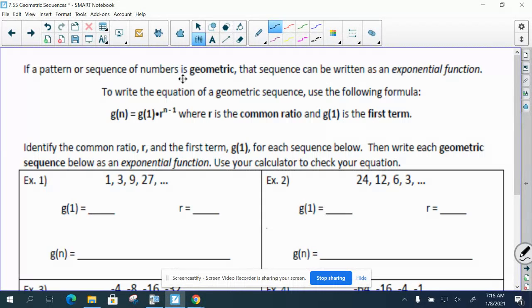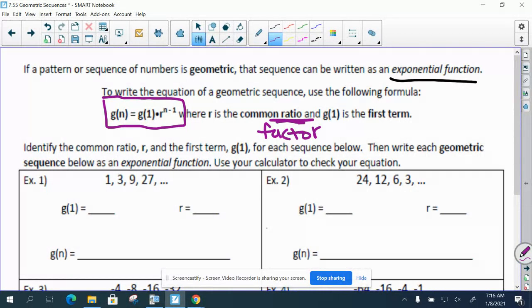If a sequence of numbers is geometric, that sequence can be written as an exponential function. To write the equation of a geometric sequence, we use the following formula: g of n equals g of 1 times r to the n minus 1, where r is the common ratio. Remember how the arithmetic sequence had the common difference, the number you add or subtract to get to the next number. The common ratio is basically your factor. Sometimes your factor is a whole number, sometimes it's a fraction.